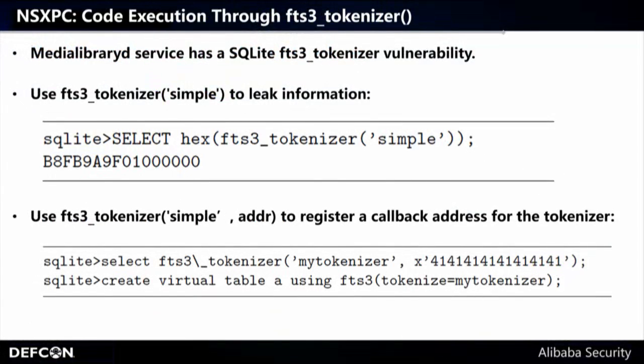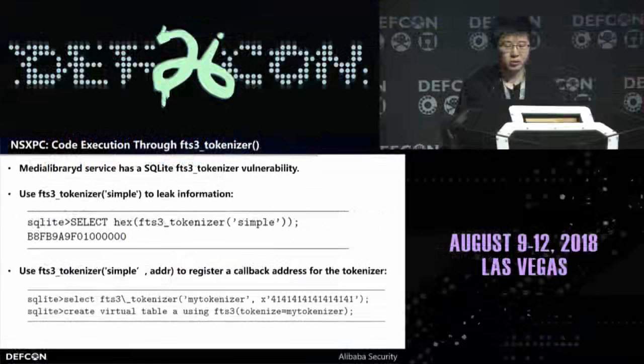In addition, it has another vulnerability because it uses SQLite 3. SQLite 3 has a feature called the FTS3 tokenizer. It is used for built-in full-text search. Developers can use commands to get or set the tokenizer. However, attackers can leverage this feature to leak memory information and even execute arbitrary code.